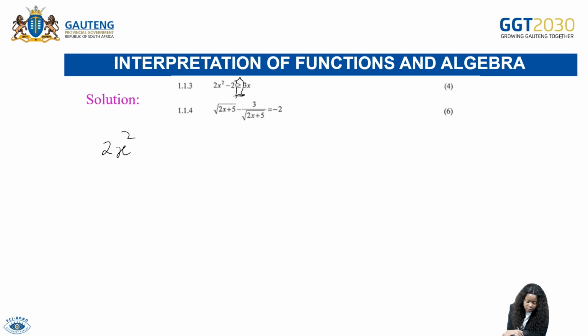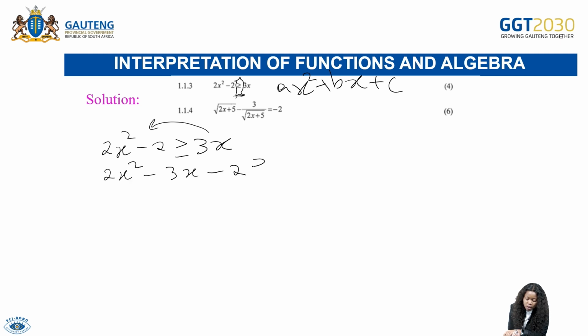So you have 2x squared minus 2 is greater than or equal to 3x, right? So first things first, we must write it in standard form. In standard form, meaning that you write it in the form ax squared plus bx plus c. So I'll take the 3x to this other side, and it's going to change the sign to negative. So I will have 2x squared minus 3x minus 2 is greater than or equal to 0. And then your a is given as 2, your b is given as negative 3, and your c is given as negative 2.